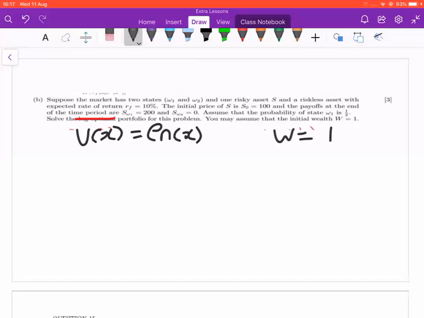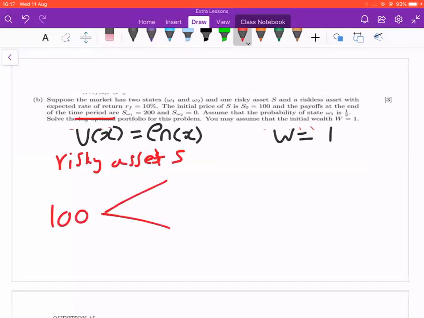So you have two equations. You have one risky asset, asset S. The risky asset S has a price of how much? It has a price of 100, and the payoff will depend on the state. It's going to be 200 or 0.